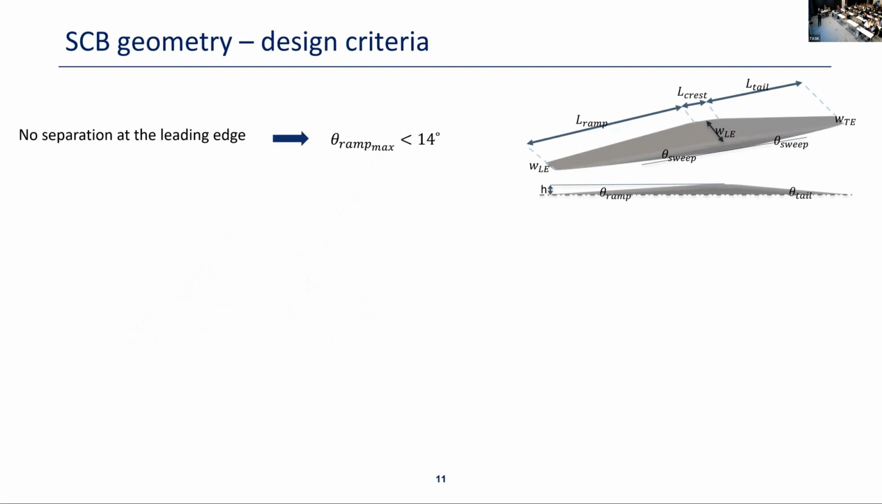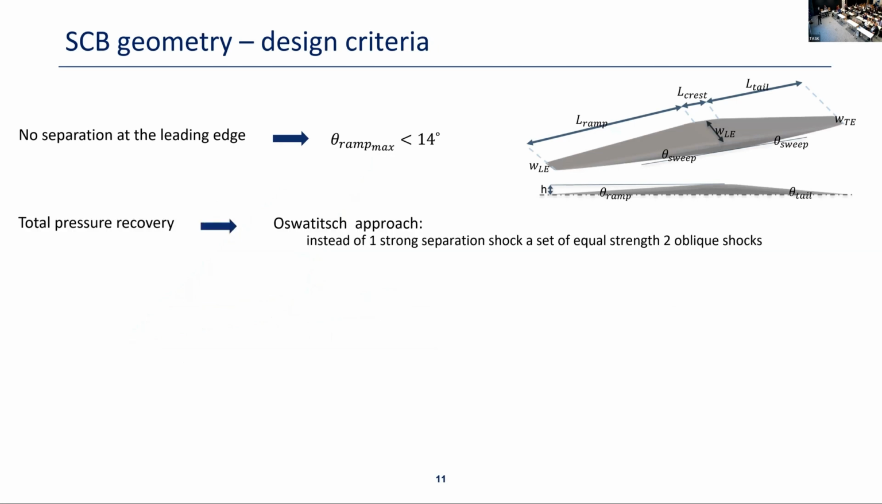But when we are designing the geometry, of course, we want to get rid of the separation. We don't want to introduce more separation. So we needed to be careful that this ramp angle is in the range where the flow is not expected to separate.